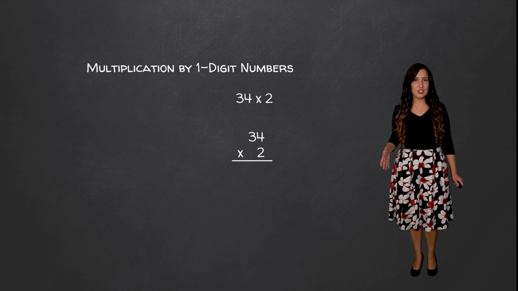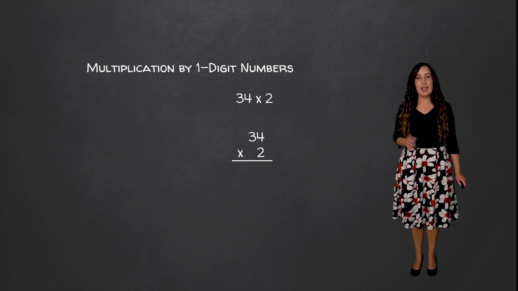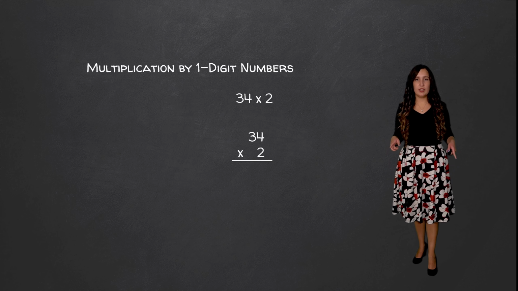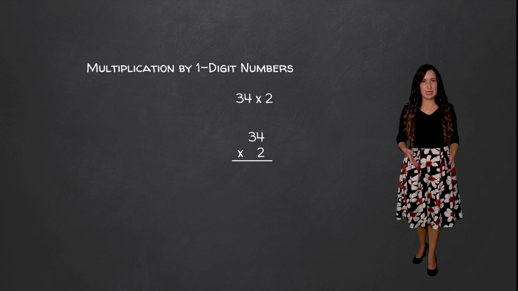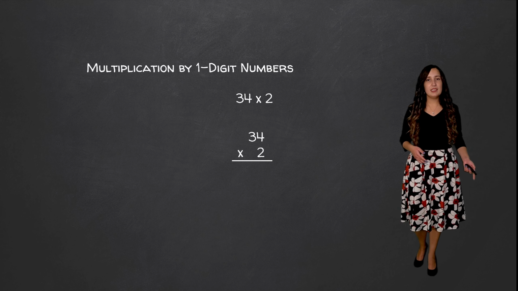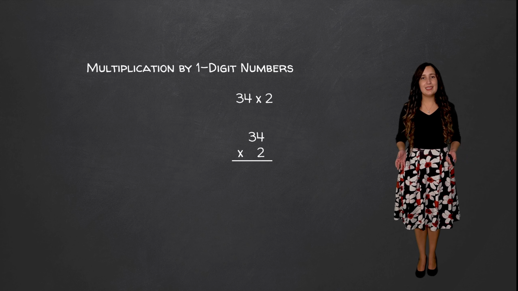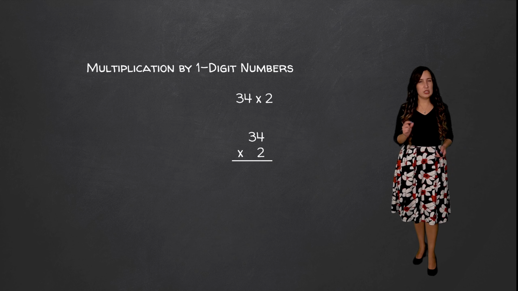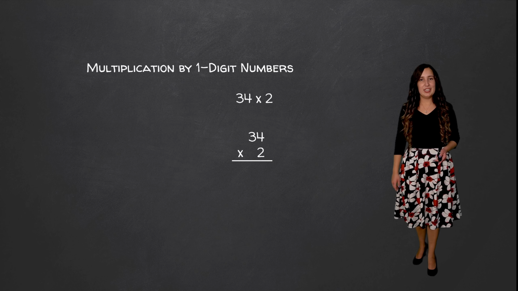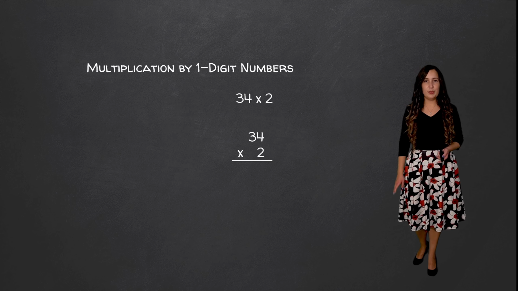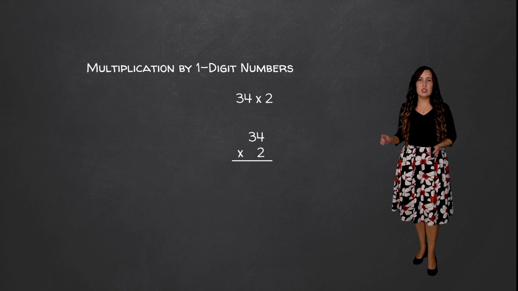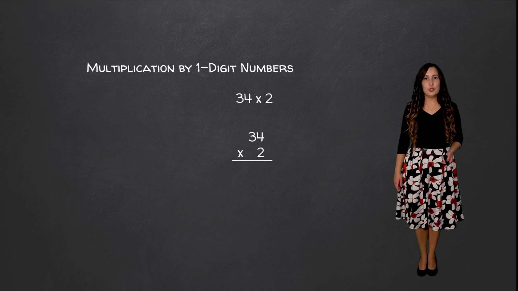However, before we get started, let's take a quick note that multiplication is like addition in the sense that if I change the order of my numbers, I would still get the same answer. For example, the product of 34 times 2 is the same as the product of 2 times 34. So the order does not matter. However, it is easier, just a little bit, to write the number with the greatest digits on top. So for example, 34 has 2 digits and 2 has 1 digit, so it's a little bit easier to set it up like this. And I'll show you why.